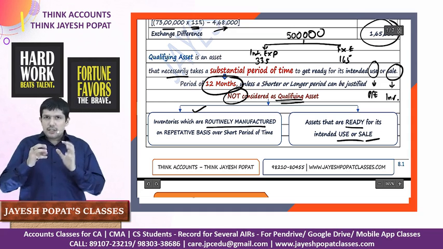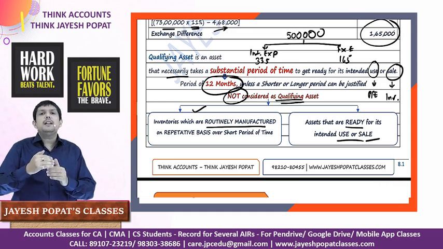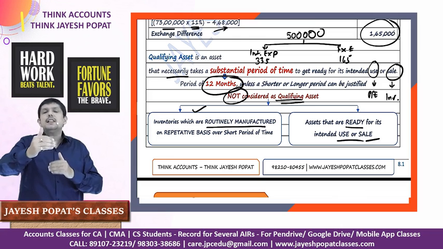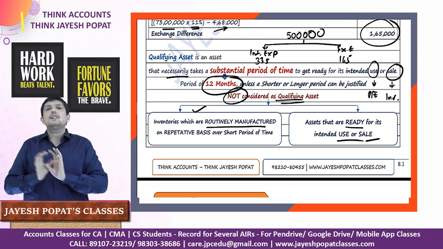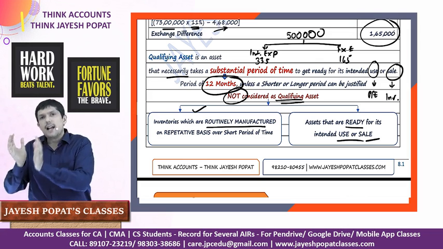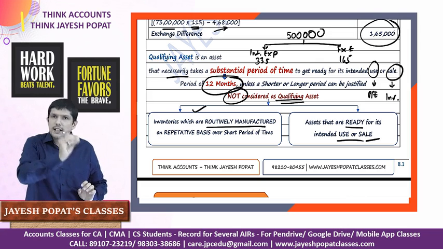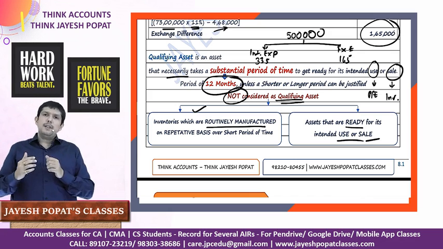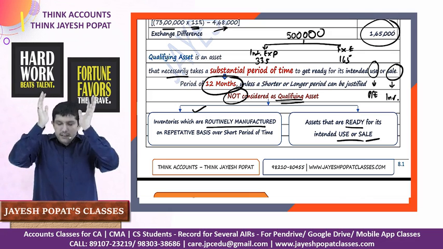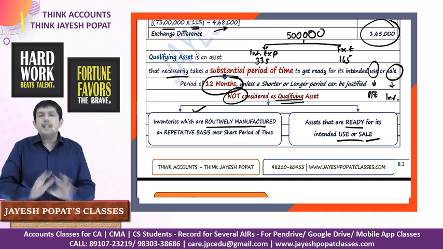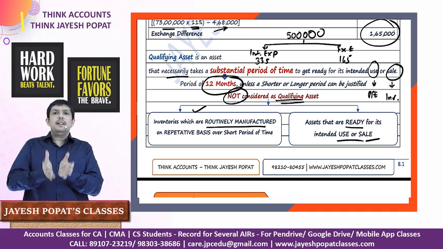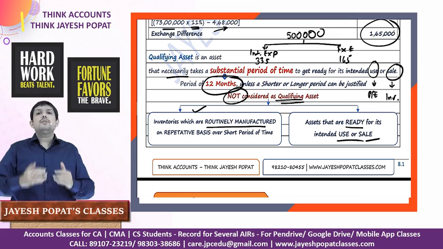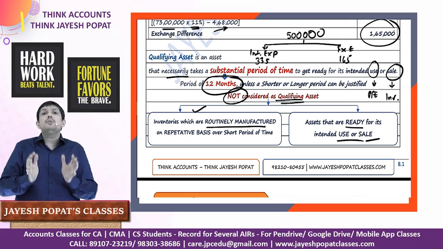For example, let's say we are constructing a factory building, and this factory building will take 3 years to be constructed and become ready for use. Since it is taking a substantial period of time, the interest expense incurred in making this building will be treated as borrowing cost related to a qualifying asset. This building will be treated as a qualifying asset because it is taking a substantial period of time to get ready for its intended use. But if there is a ready factory building, ready for use, and I buy that building, it will not be treated as a qualifying asset because at the time of its acquisition, it is ready for use. It is not going to take a substantial period of time to get ready.